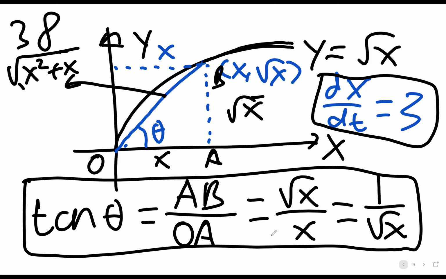Okay, the simple trigonometry, and in that case, the simple trigonometry would be the tangent function. So here, if we take a look at the triangle, tangent theta equals the ratio of the side length in front of the angle, and the side length beside the angle. So in this case, AB over OA is tangent theta, and if OA is x, then AB is square root of x. So in the end, I have tangent theta equals 1 over the square root of x.